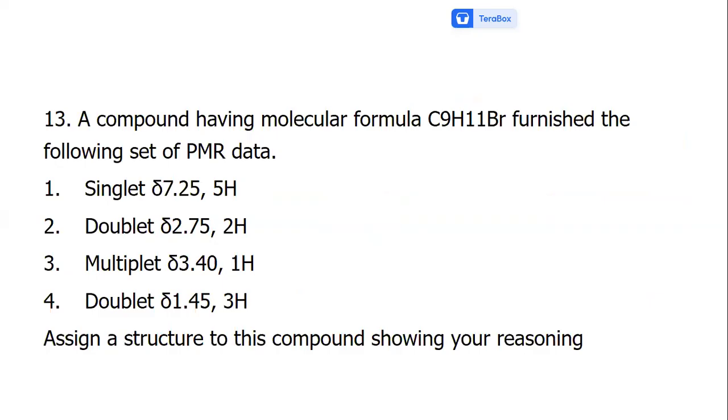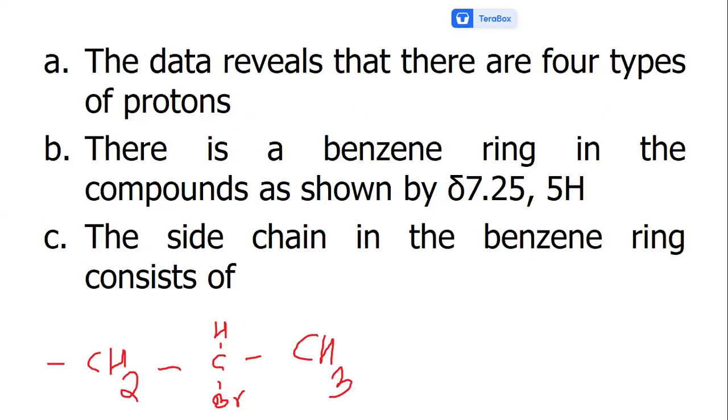A compound having the molecular formula C9H11Br furnishes the following set of PMR data. Singlet delta value 7.25, 5 hydrogen; doublet 2.75, 2 hydrogen; multiplet delta value 3.40, 1 hydrogen; doublet 1.45, 3 hydrogen. Assign a structure to this compound showing your reasoning. The data reveals that there are 4 types of protons, that is, a benzene ring in the compound as shown by delta 7.25, 5 hydrogen.